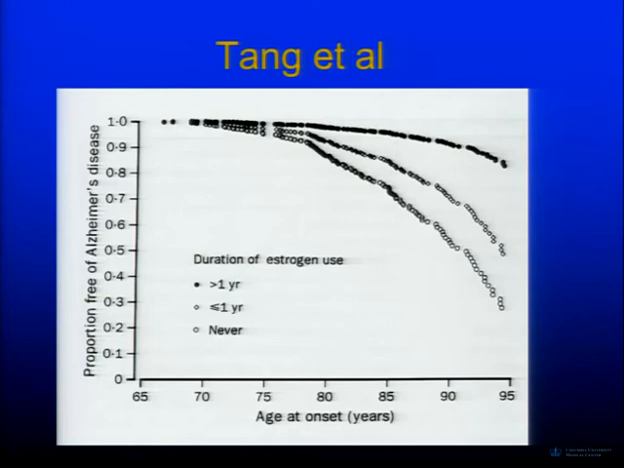That's shown graphically here, where on this axis it's the proportion of women that are free of Alzheimer's disease. And here's the age at onset, based on the different duration of estrogen use. If they never used estrogen, you're more likely to end up with Alzheimer's disease. If you had more than 1 year of use, more of you remained free of Alzheimer's disease through the different ages. So there's a lower probability of Alzheimer's disease at each age, depending on whether or not they had used estrogen in the past.